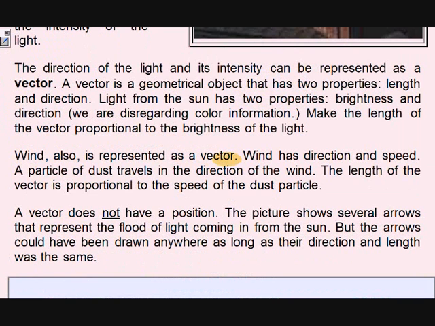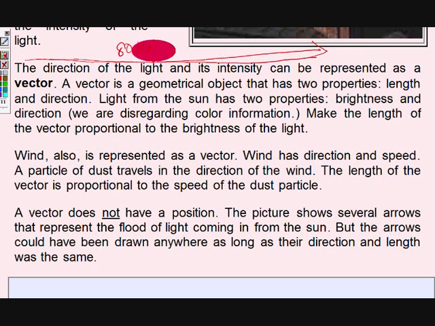Wind can also be represented as blowing this way. We have a wind direction, okay, this way, east to west, north to east, etc. So the length of the vector is proportional to the speed of the dust particle. For example, if I have a very lengthy wind vector, then it means the wind is blowing at 80 kilometers per hour. It's a storm. Okay, if I use a small one, then it is a breeze. Maybe it is only 20 kilometers per hour. Okay, this is the idea.